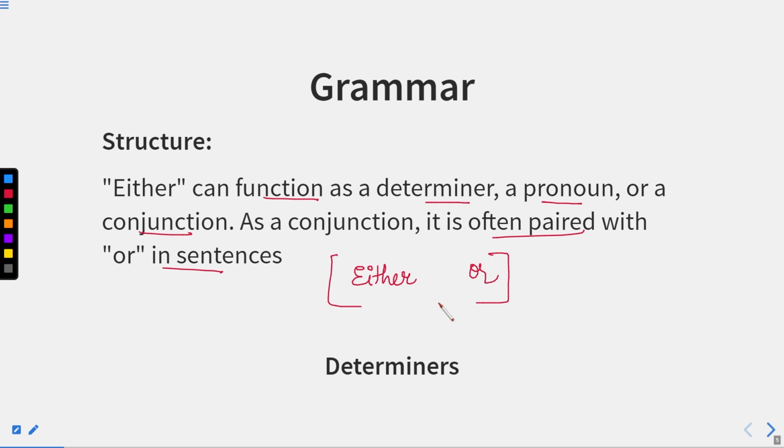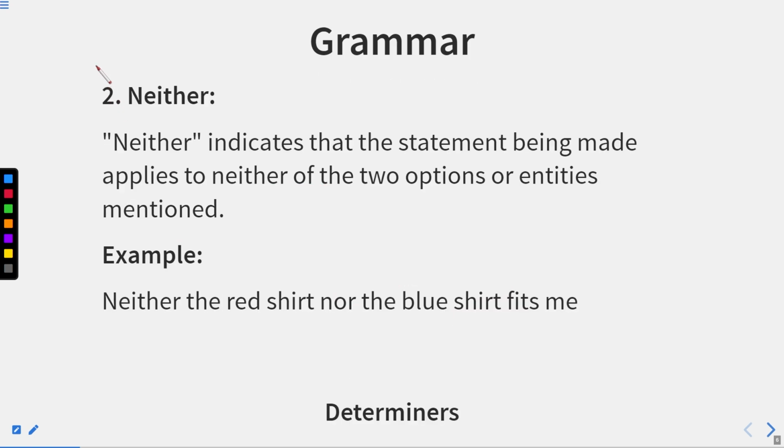Whenever we use either or, we should keep in mind the positions: either and or should be followed by the options only. Neither indicates that the statement being made applies to neither of the two options or entities mentioned.